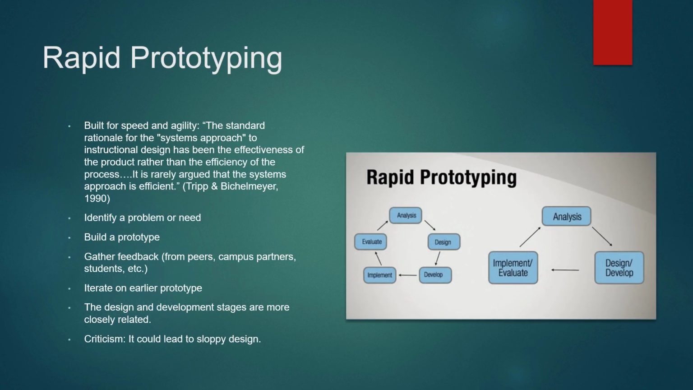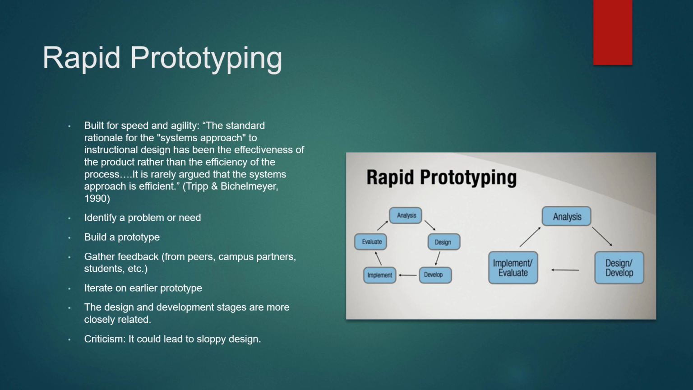Rapid prototyping as an instructional design model is also very different. It is less a strict sequence of design components and more of a design and development philosophy. The big advantage here is speed and agility, something that traditional ID models don't have. As the main proponents of rapid prototyping have said, it is rarely argued that the systems approach is efficient.